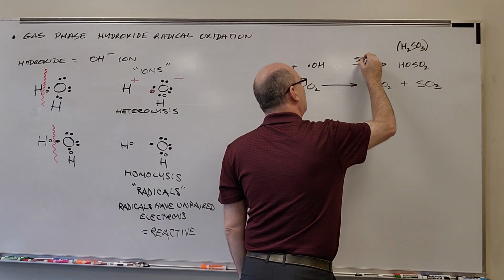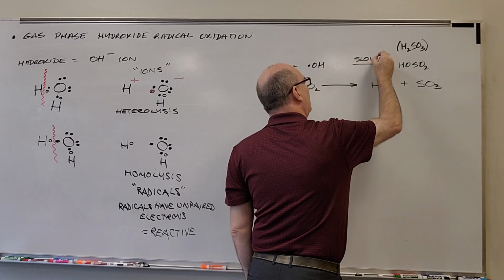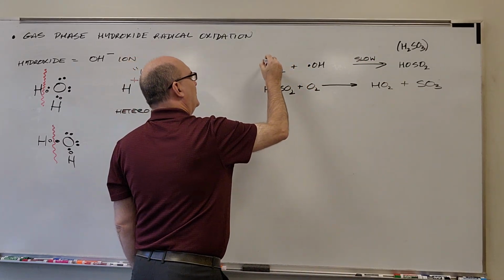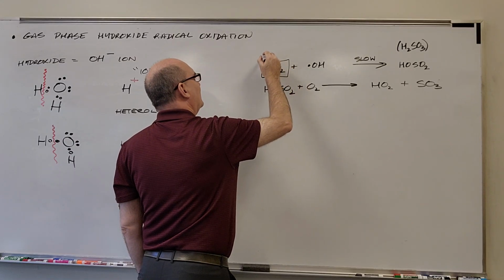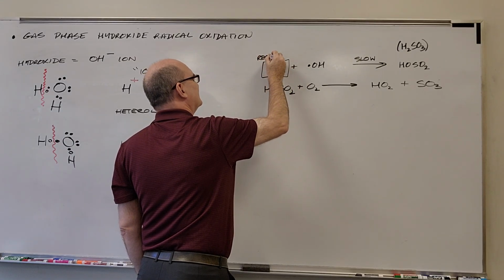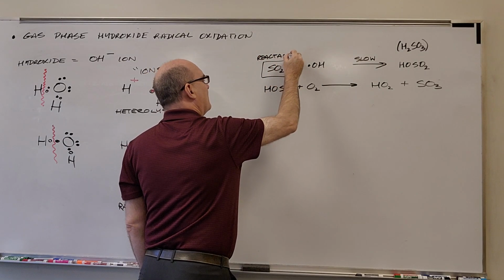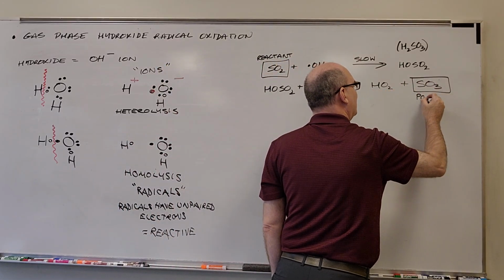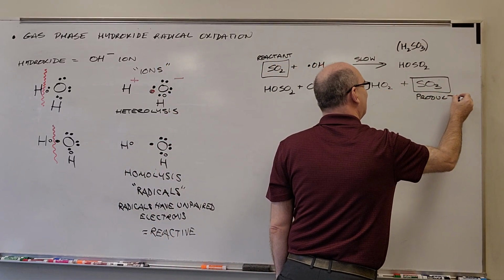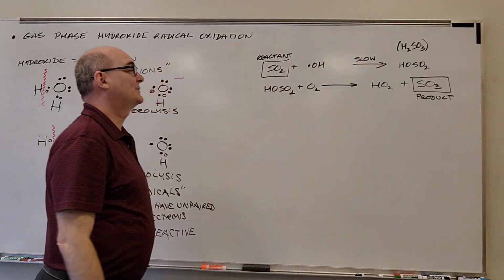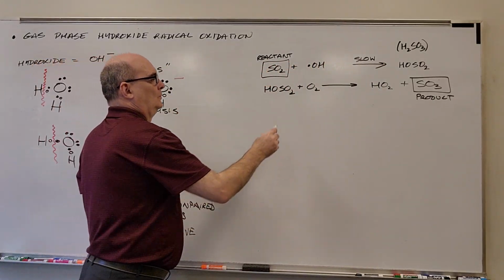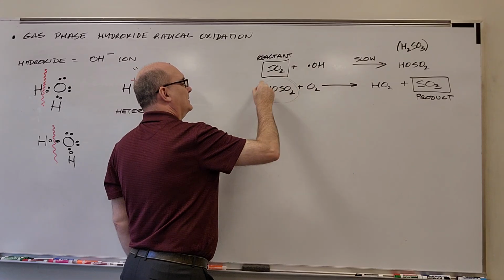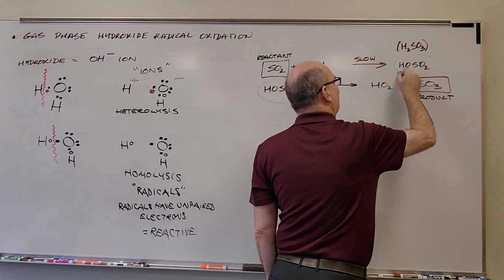This first step is slow. So to go from SO2, here's my reactant, to SO3, there's my product. It's a two-step process. What's the role of this guy?